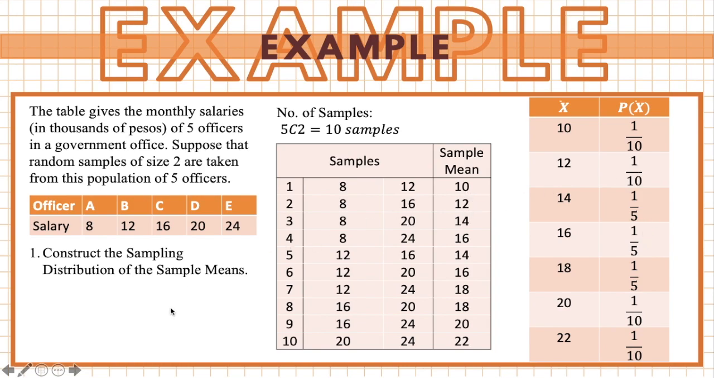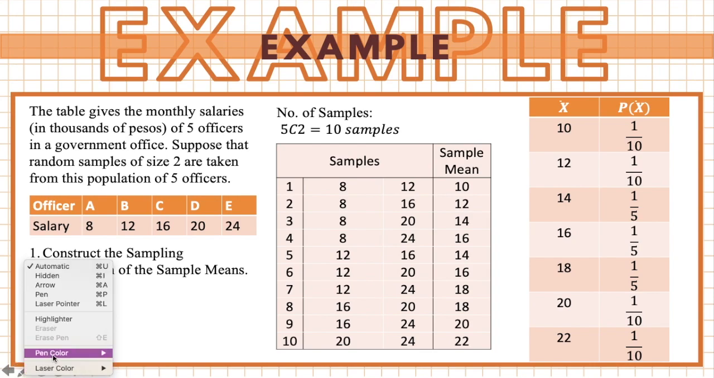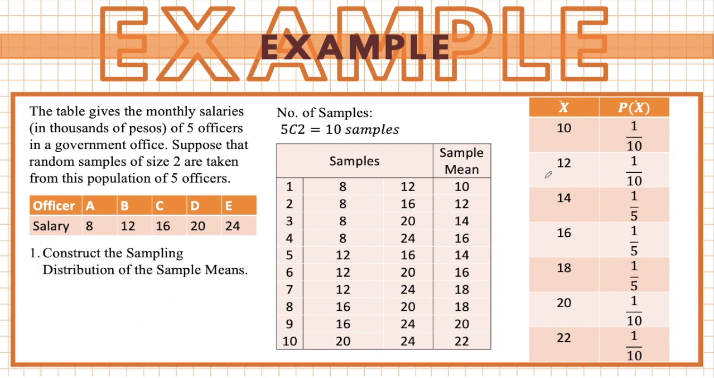So the sample mean 10 only appeared once. Okay, so its frequency is only 1. So therefore, the probability of 10 is 1 over 10. Okay, 10 because that is the total number of samples. And then 12, only once also. So the probability is 1 over 10. 14 appeared twice in the sample means. So therefore, the probability is 2 over 10. Simplify, that's 1 over 5. Same with 16 and 18. Probability is 1 over 5. And then 20 and 22 are both 1 over 10. So this is the sampling distribution of the sample means of the given situation.